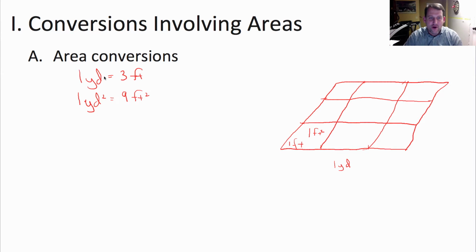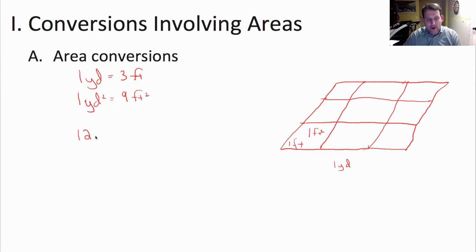So if we take 1 yard squared, we square everything, so 1 squared, 1 times 1 is 1. Yard squared is yard squared. 3 squared is 9. 3 times 3 is 9. Feet squared is feet squared. And this is true for all area conversions.